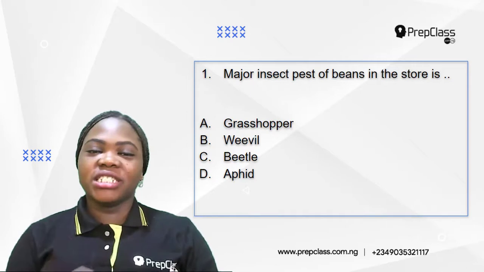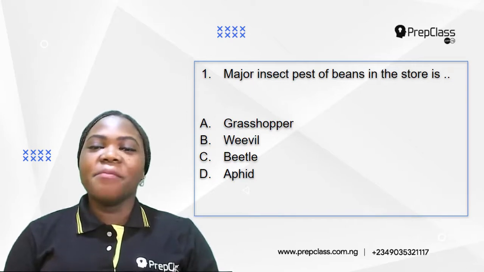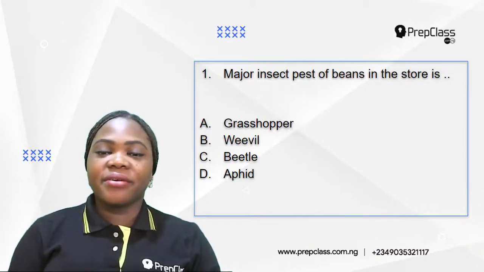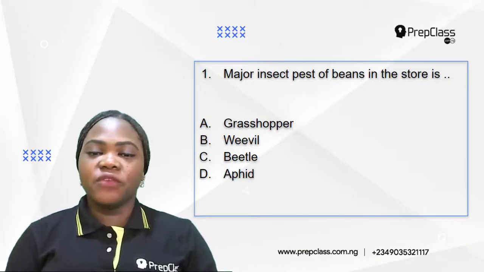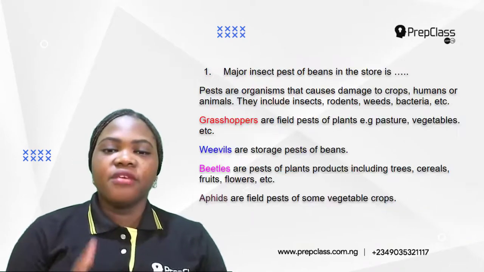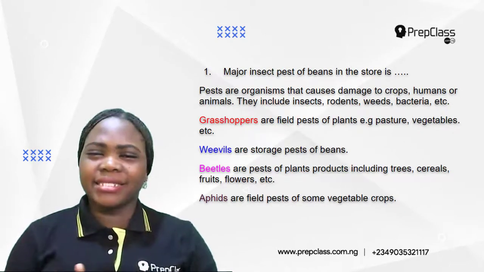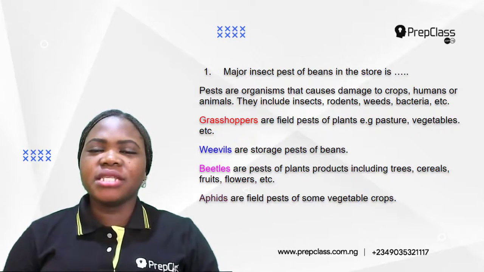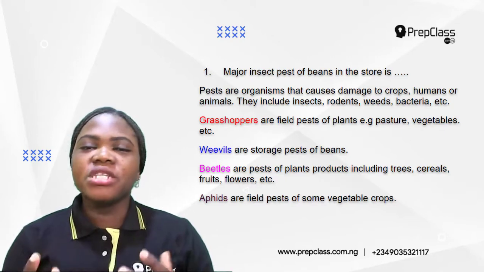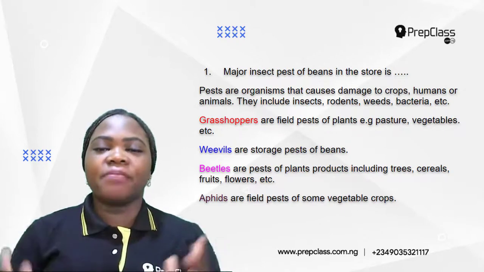So the first question in this video, question 1, says, major insect pest of beans in the store is A. Grasshopper, B. Weevil, C. Beetle, D. Aphid. First of all, what are pests? Because the question says major insect pest of beans in the store is. So the first thing we need to understand is, what are pests?